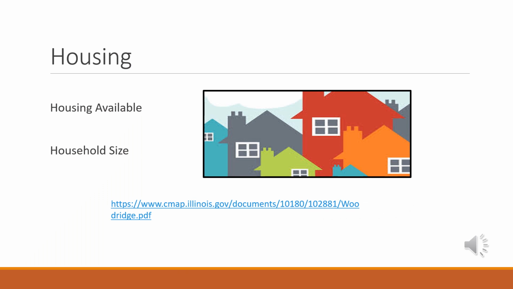Next, we want to look at housing, which are the number of housing units available and household size. This data is from the Community Data Snapshot of 2021. The number of unoccupied housing units in Woodridge was 492, with a total number of occupied units being 13,081, which means it's 96.4% occupied. Owner occupied was 8,329 or 73%, and renters were 4,752 or 36% for the years between 2017 and 2021.